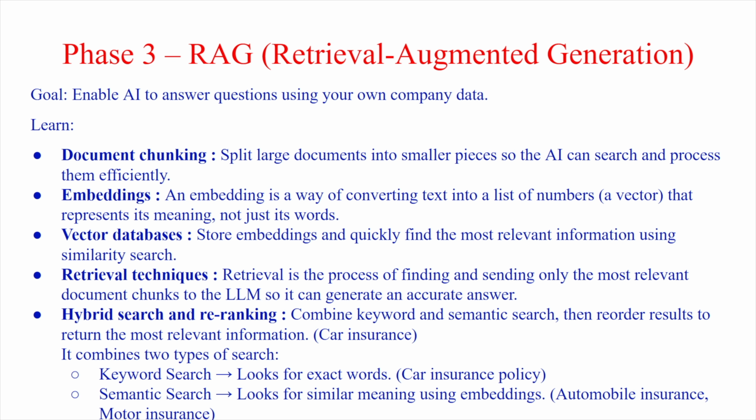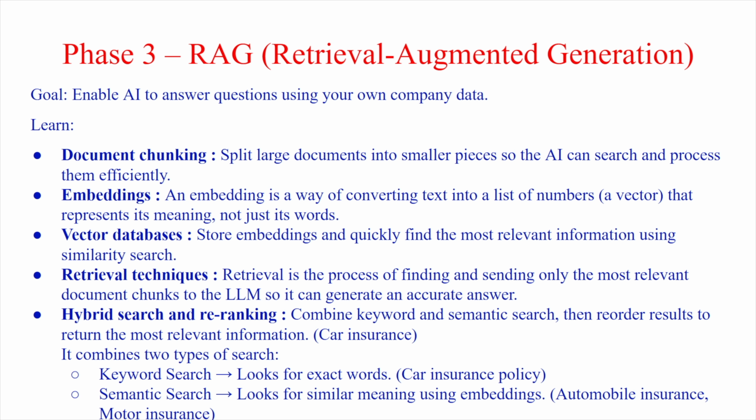For that, the first thing your AI model will do is document chunking. That is where your whole 100 pages of PDF is split into smaller pieces so that your AI can search and process them efficiently.